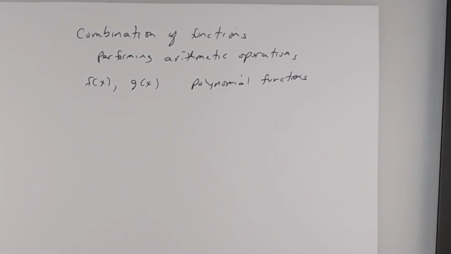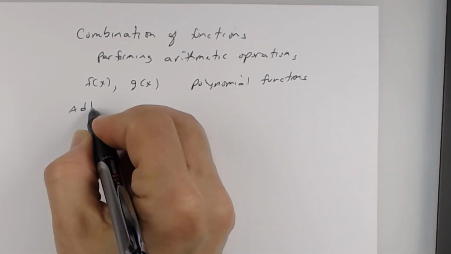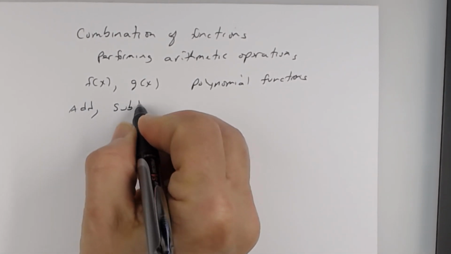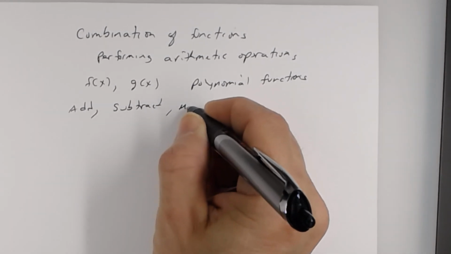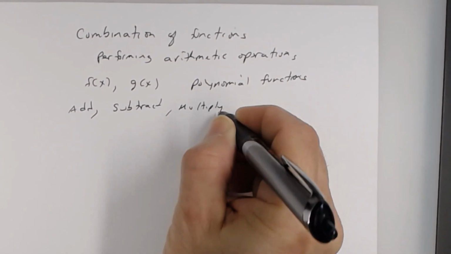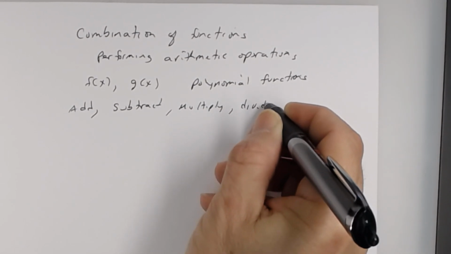And what you're going to do to those functions is this. You're going to add them together. You're going to subtract. That's what we mean by arithmetic. So you're going to add, you're going to subtract. What are the two other arithmetic operations that you've done? Multiply and what else? Divide. Okay?